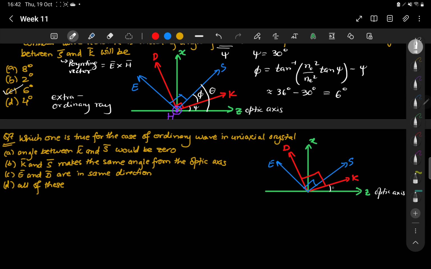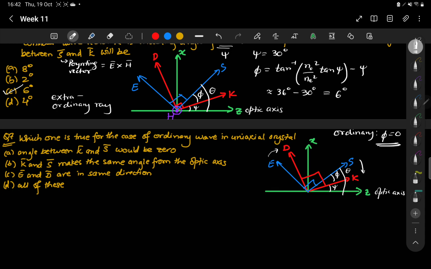And these angles, psi, phi and theta. So this one is for extraordinary waves. For ordinary, what we have is phi equals 0. That means the S vector is actually coinciding in direction with the K vector, and that means the E vector coincides in direction with the D vector. So the angle between K and S is 0.